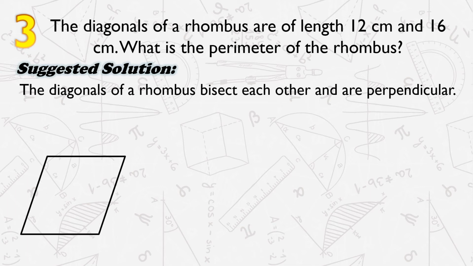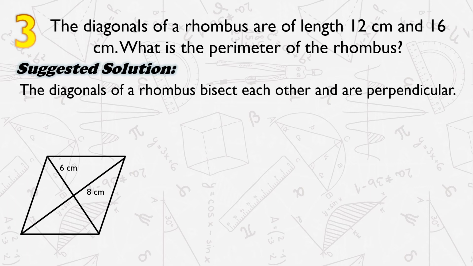Hence, if we're going to represent the figure, we have a rhombus with diagonals of length 12 centimeters and 16 centimeters. Since the diagonals bisect each other, the shorter diagonal, whose length is 12, will be divided into two segments of length 6 centimeters. The longer diagonal, measuring 16 centimeters, will be divided into two equal segments of length 8 centimeters.